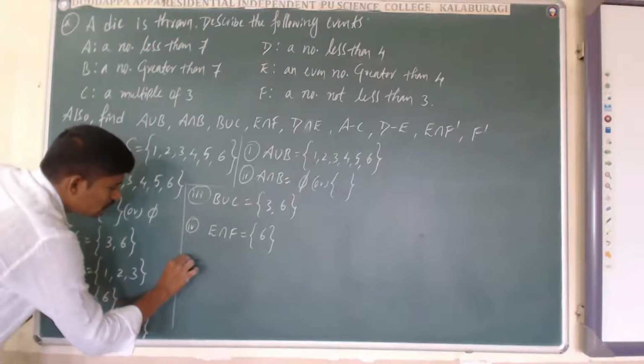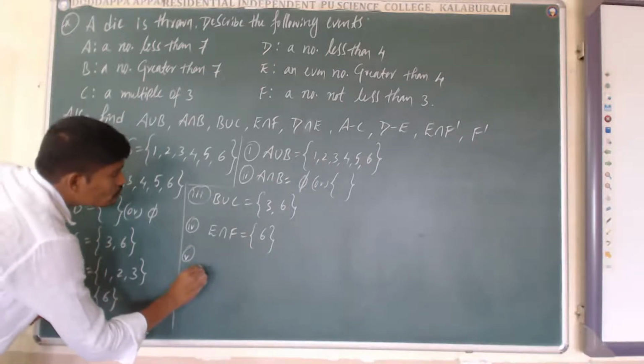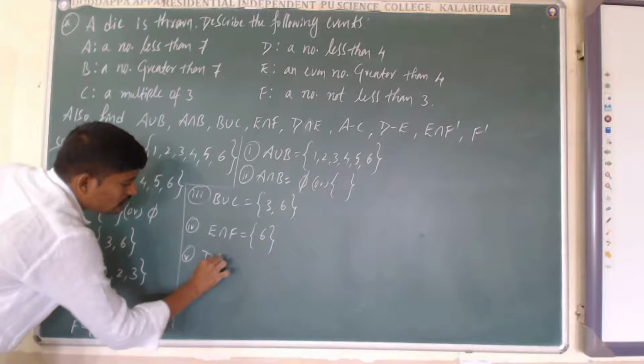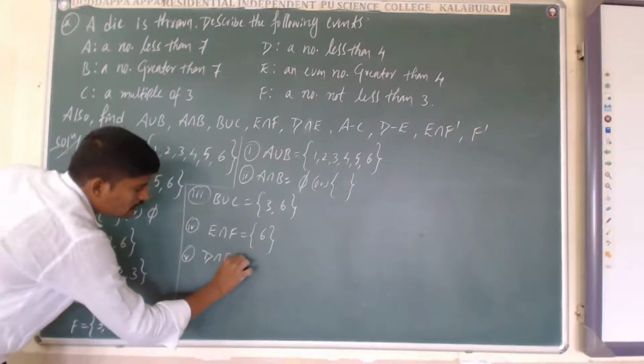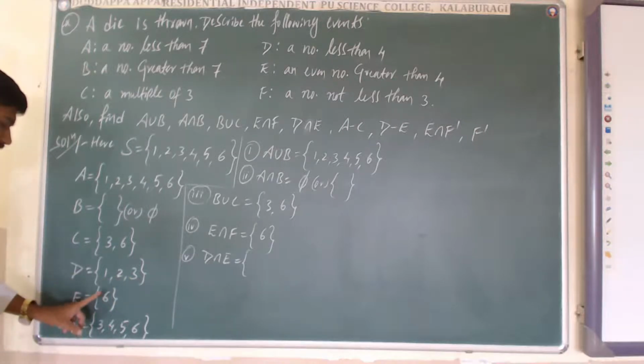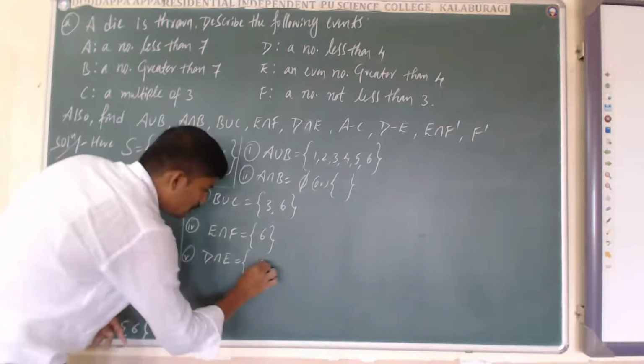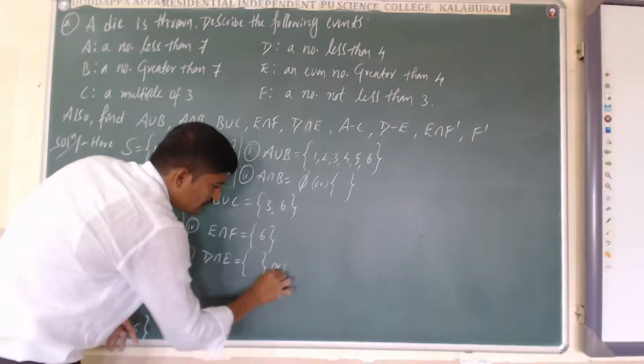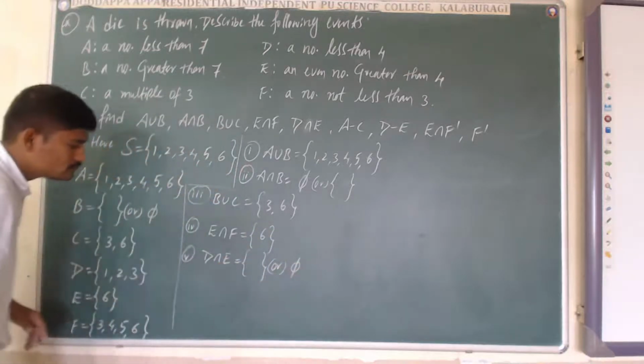Next, the fifth condition, D intersection E. D has 1, 2, 3, and E contains only one element, that is 6. There is no common element, so that's why the result will come, the empty set.